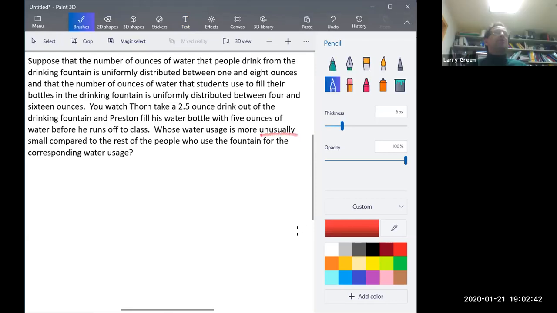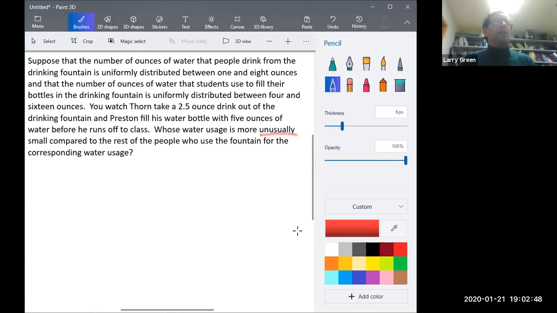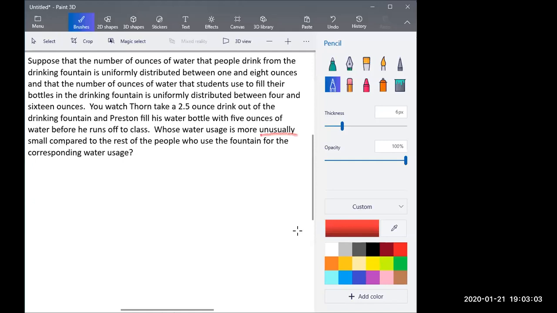And that's unusually. So how did we find out how unusual something was? Z-score. What's that? Do you remember? You might have said it, but I couldn't hear.